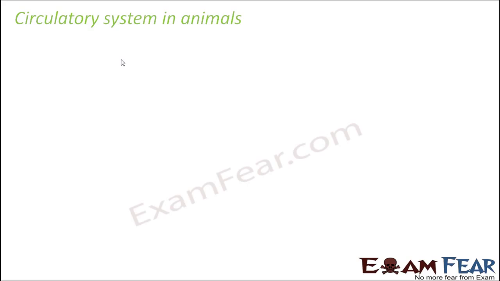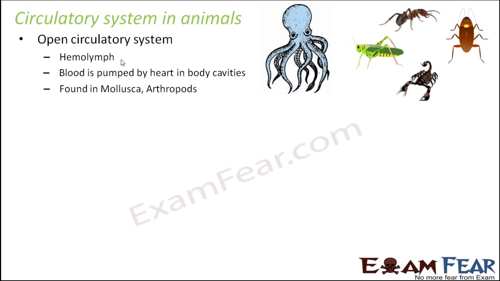So now let us talk about the circulatory system in different animals. So let us look at the different types of circulatory system which are present in different animals. Now there are two forms of circulatory system. One is open circulatory system and the other one is closed circulatory system. So let us see what is open circulatory system.